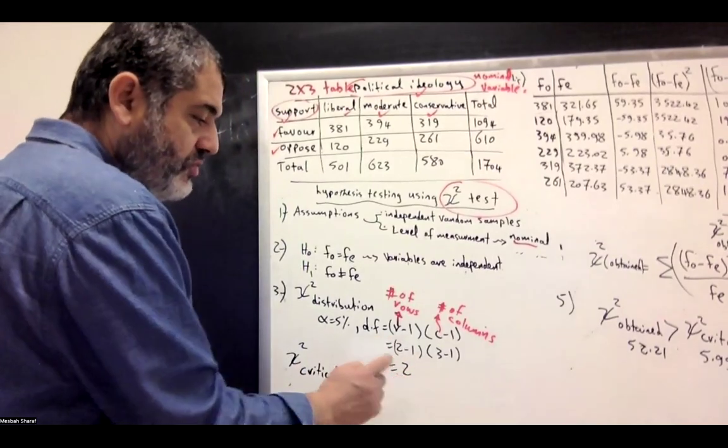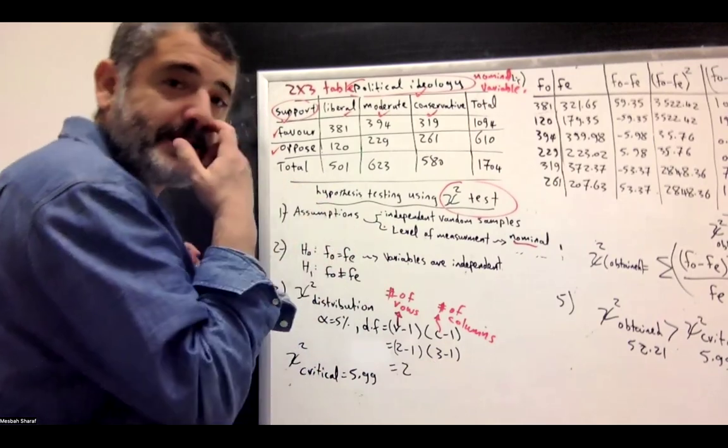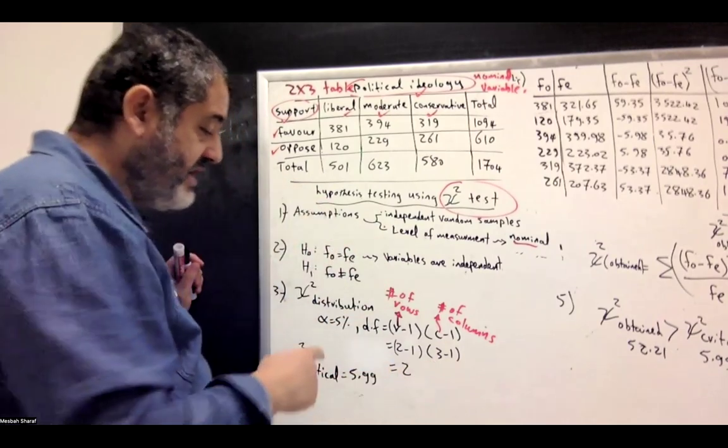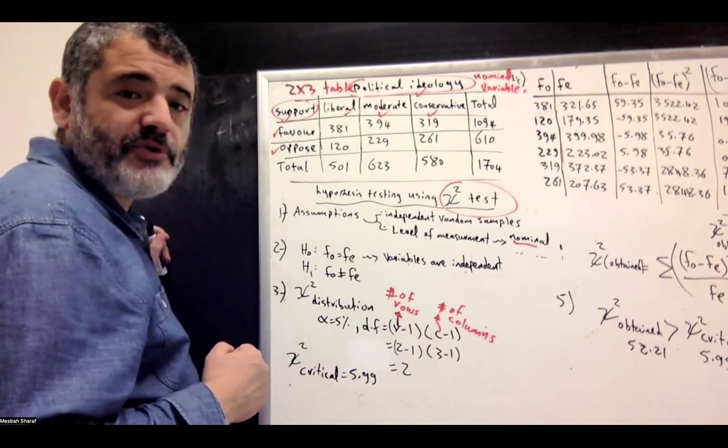So the degree of freedom is 2 minus 1 is 1, times 3 minus 1 is 2. So 1 times 2 is 2. So the critical chi-square that you get from the chi-square table is 5.99.